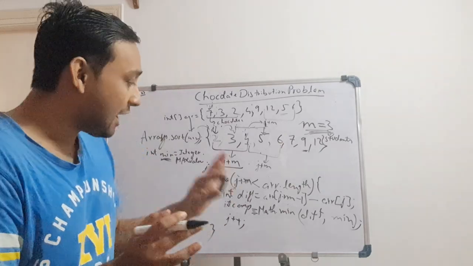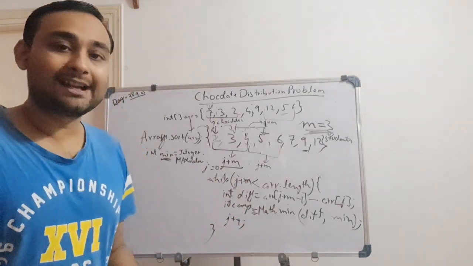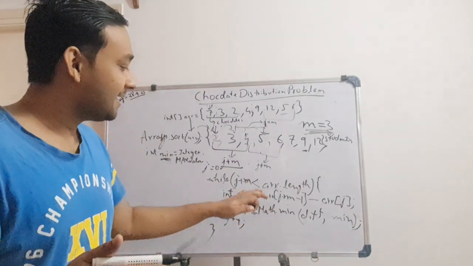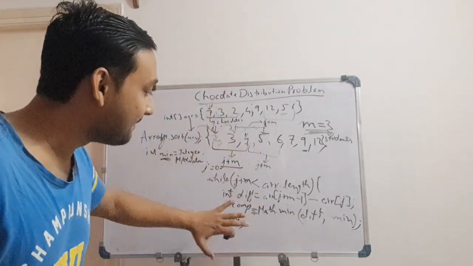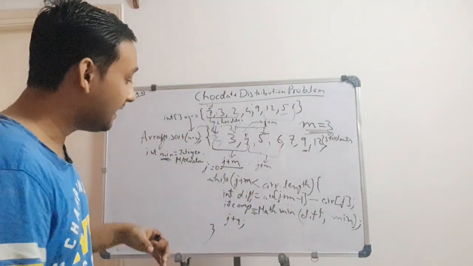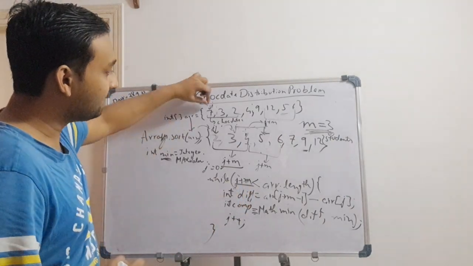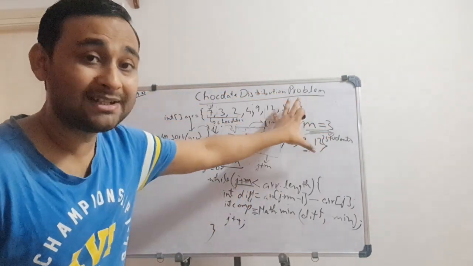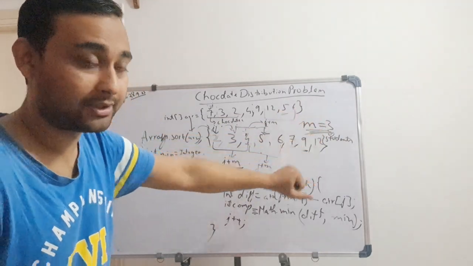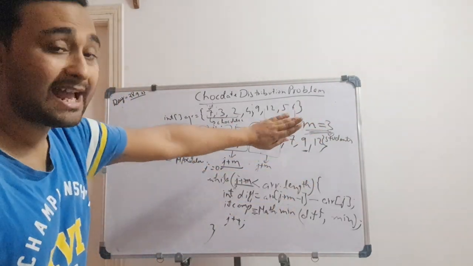So this will be my logic. Is there any doubt in the logic? You can just comment it down, or you can ask me as well. We'll be happy to help you all. It's very simple logic, so let me explain once again. There will be j plus m over here. J is the starting point, m is the number of students among which the chocolate needs to be distributed. So the window will be of size m only.